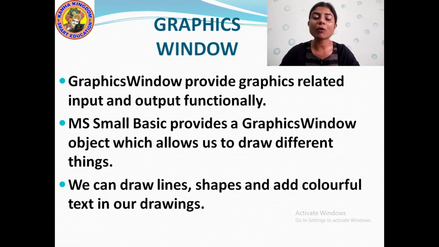Suppose you are making a program in Small Basic, this graphics window allows you to use different types of lines, different types of shapes and colorful text inside the program that you are working in. So we use the graphics window to do various kinds of work in Small Basic. It allows us to draw different types of lines, shapes and also add colorful text in our drawings inside the program that we write. That is why we use this graphics window.